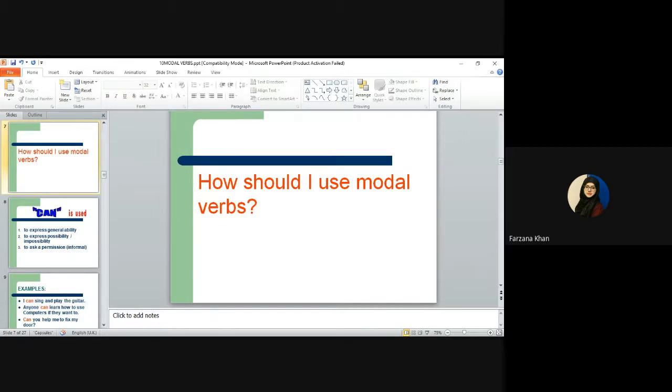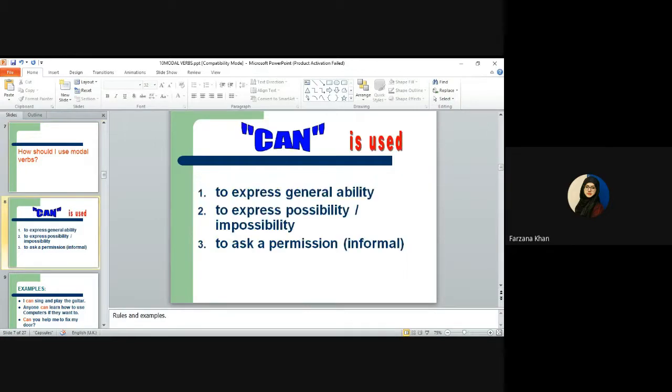You can use modal verbs by watching this lecture and learning what the uses of those modal verbs are. Let me discuss the modal verbs and their uses one by one, and how to use modal verbs in everyday routine life. First of all, there is can, which is a modal verb.